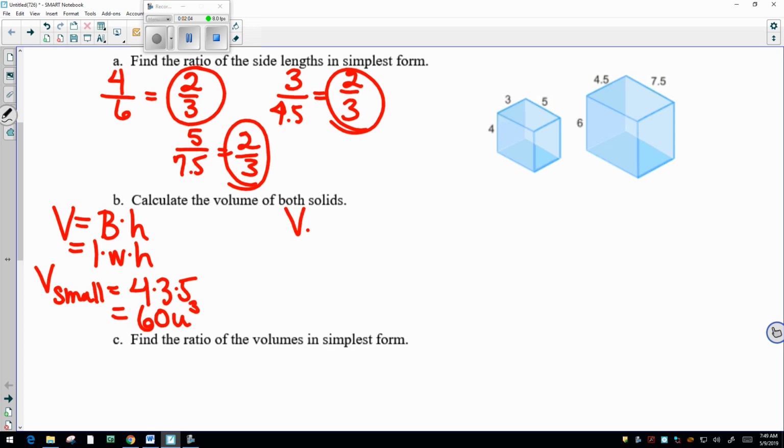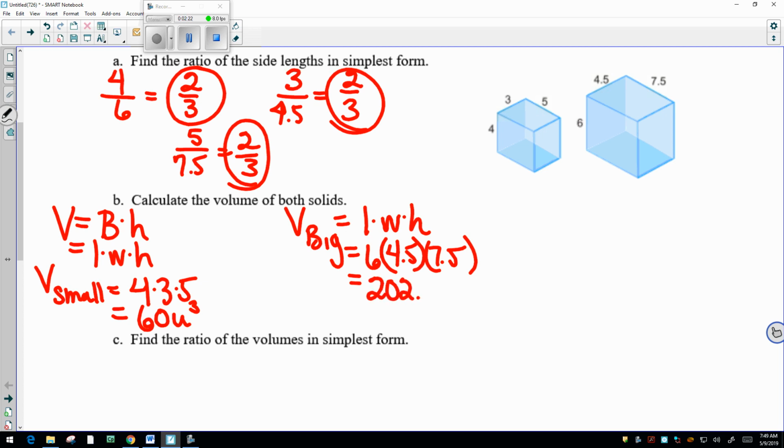And if we do the same thing for our big guy, same formula, so it's still length times width times height. Plugging that in, we have 6 times 4.5 times 7.5, and we're going to get something that looks like 202.5 units cubed.